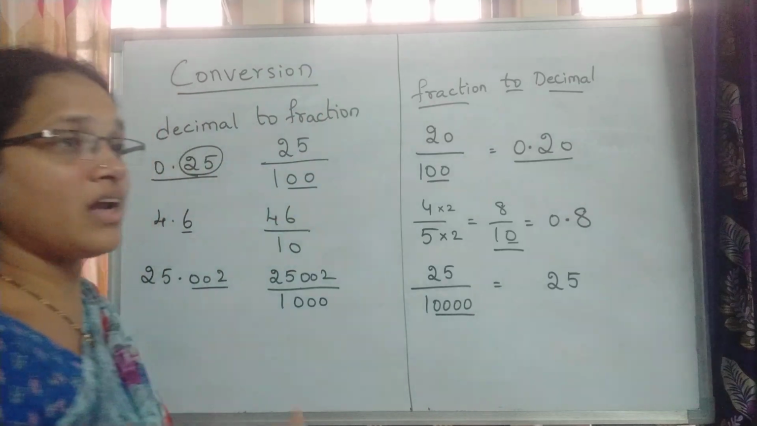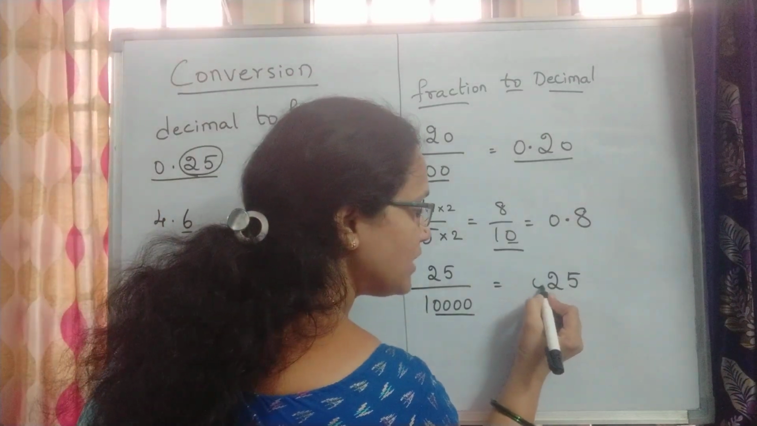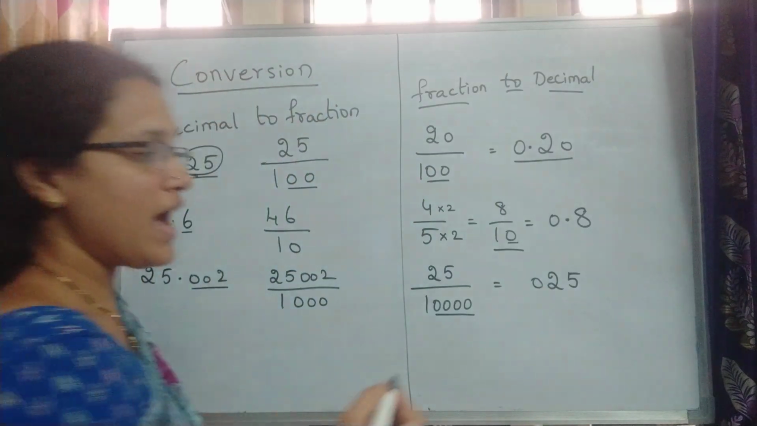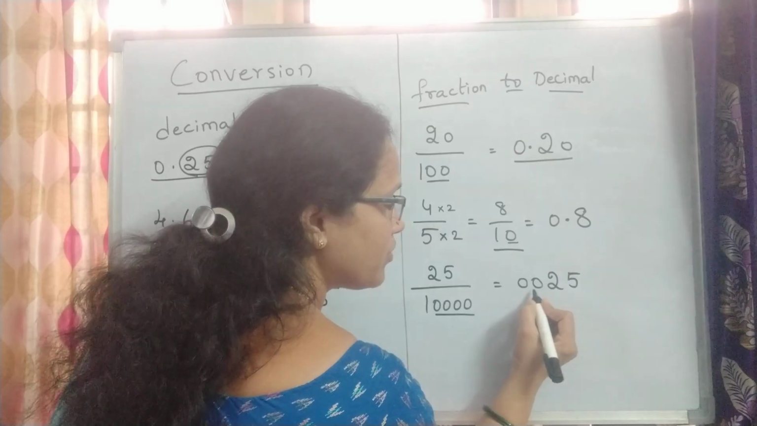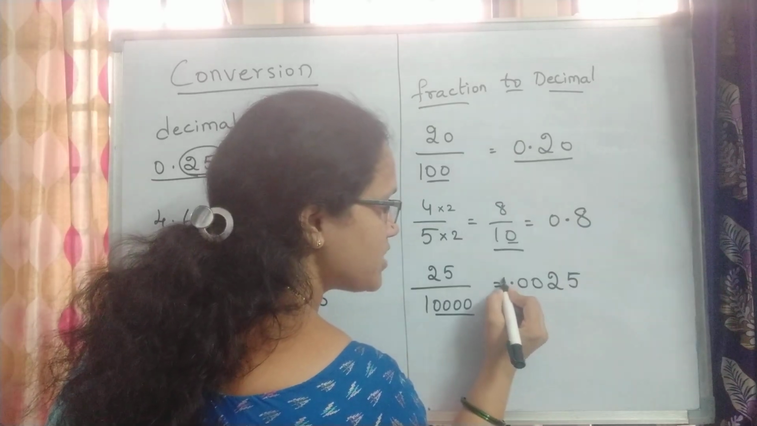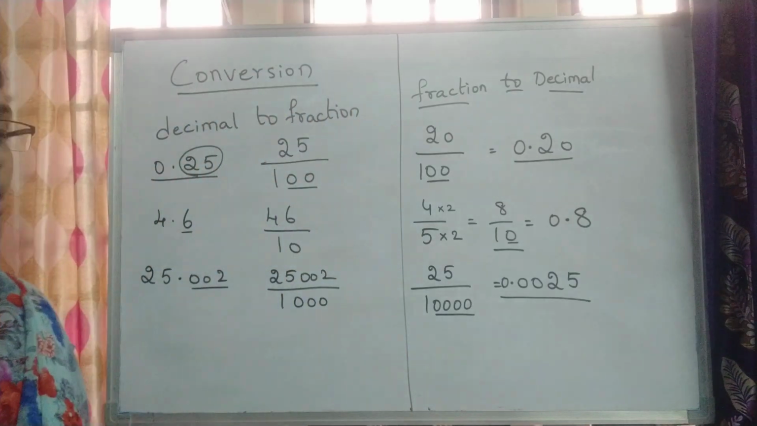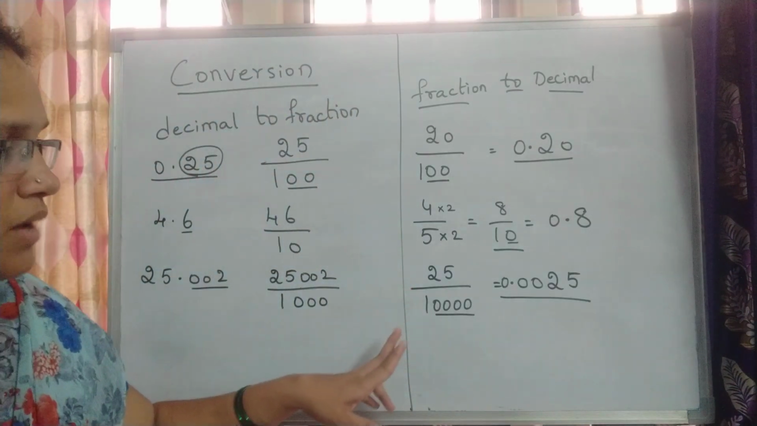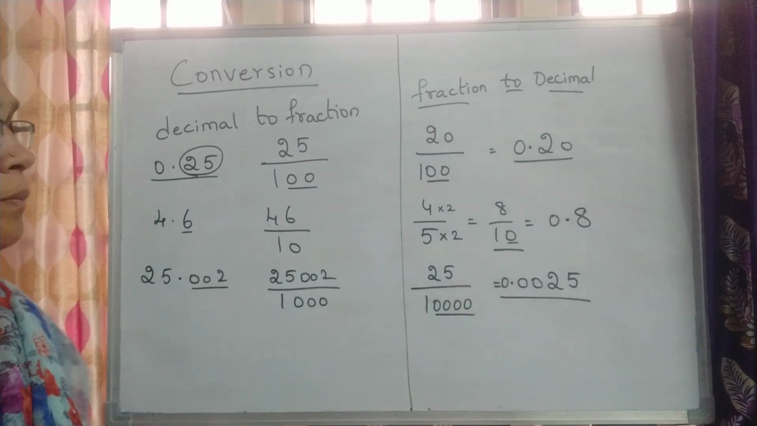But I don't have any other digits. I have only two places here, that means 2 digits. So I will fill the 3rd digit by putting a 0, and the 4th digit also by putting a 0. Now see, 1, 2, 3, 4. Before that we'll have a decimal point and a 0. So this becomes the decimal form of the given fraction, 25 by 10,000. This is how you convert it. I hope it's clear for you.